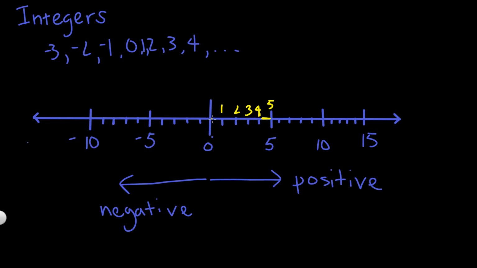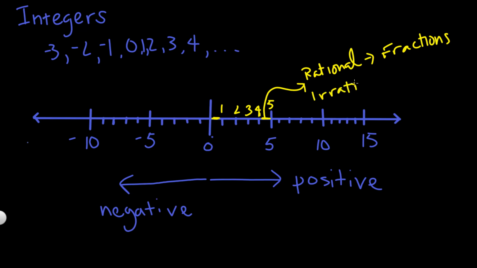There's an infinite number of numbers between 0 and 1. And these guys are rational and irrational. So the numbers in between, these are rational, which are fractions basically, and they're irrational. And those are square roots that you can't simplify.